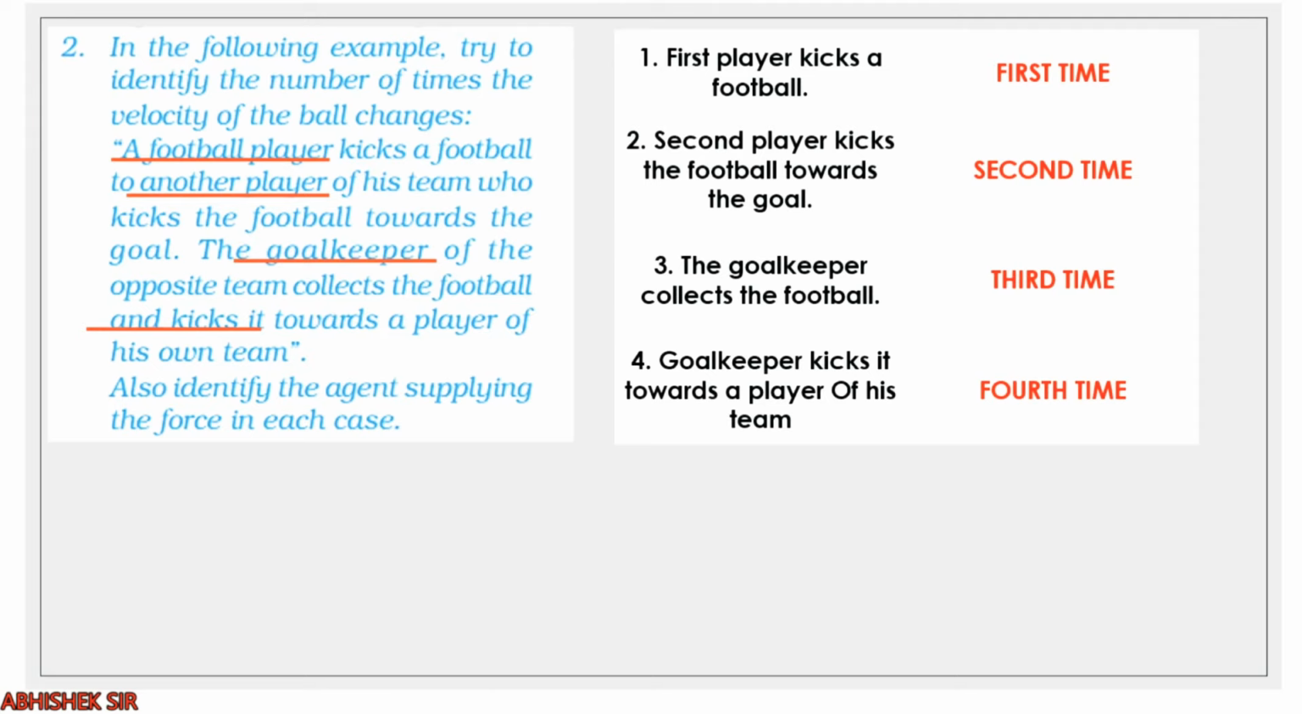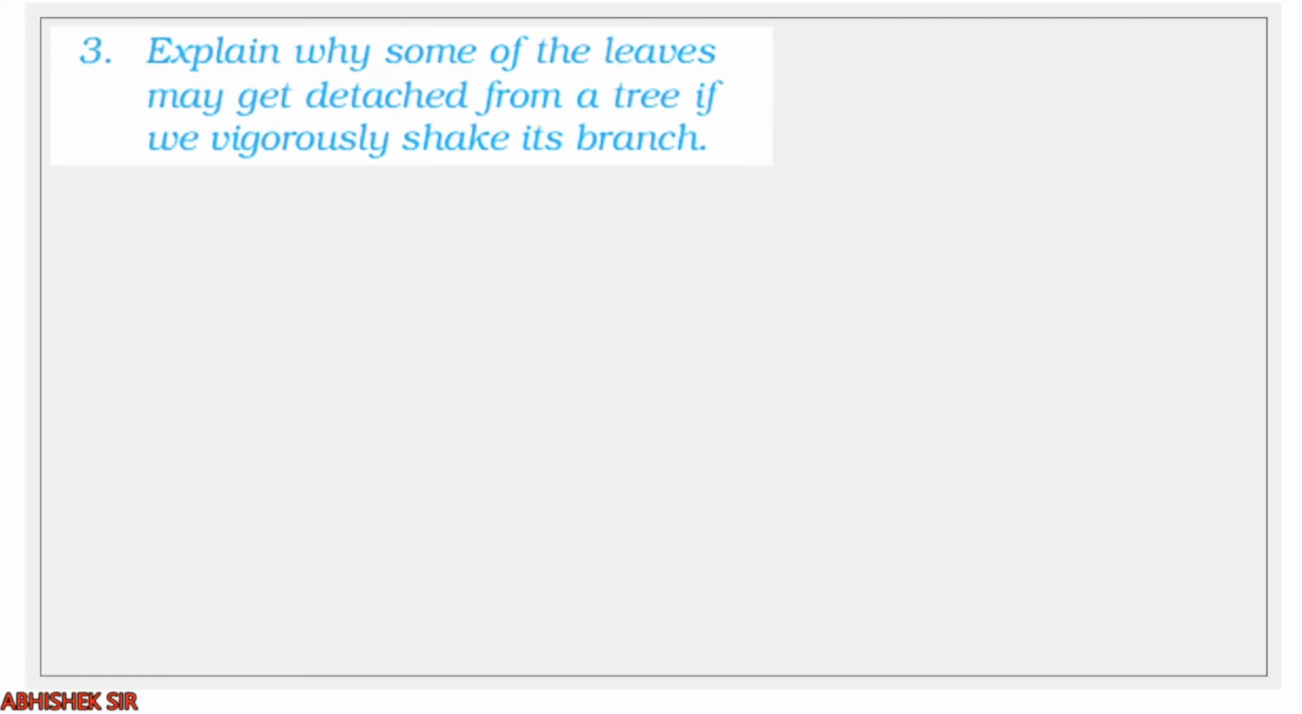So I have represented that in terms of a table. First player kicks a football, so first time velocity changes. Second player kicks the football towards the goal, second time the velocity changes. Goalkeeper collects the football, so third time the velocity changes, and goalkeeper kicks towards his team player, so fourth time the velocity is changed. So this is how you will answer this. Moving on to question number 3.